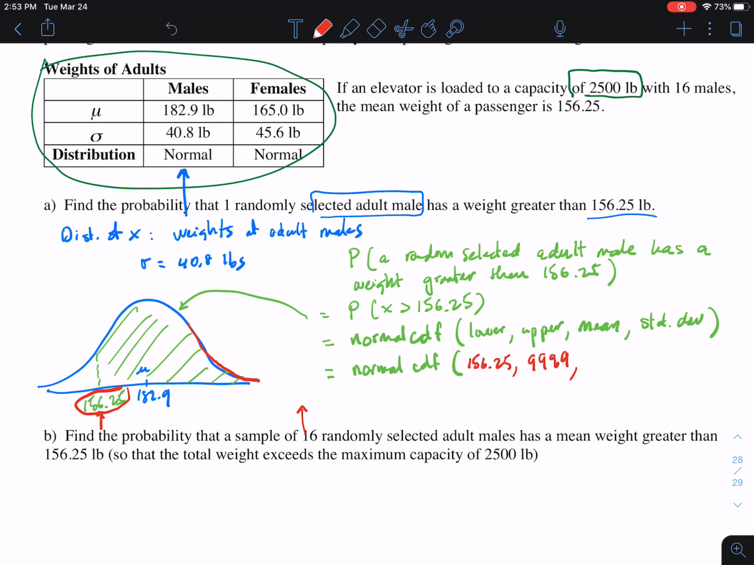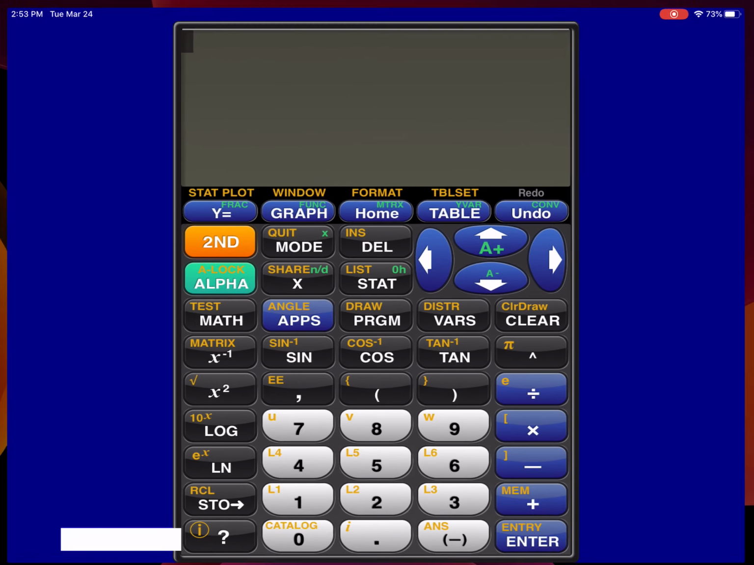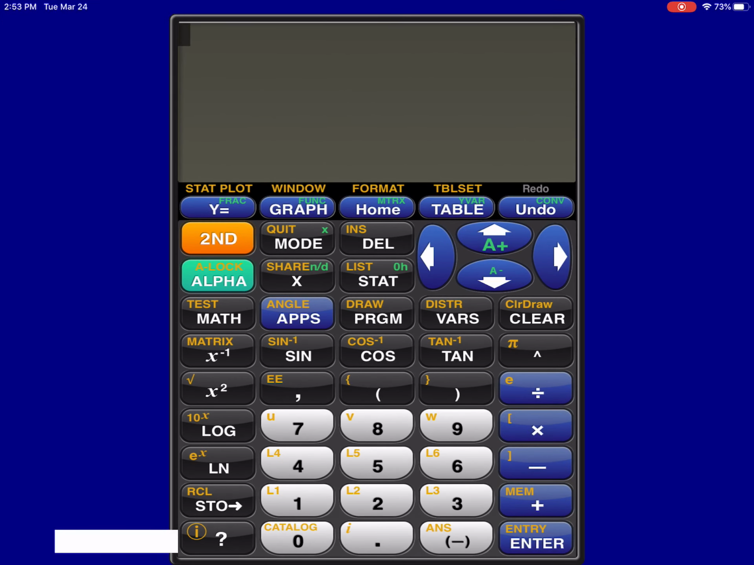The mean for this distribution is 182.9 pounds. The standard deviation is 40.8 pounds. And if we type this in the TI-84, it should give us that area, or that probability that a randomly selected adult male has a weight exceeding 156.25 pounds. So I'm going to go to my calculator app here. I was able to find an app that works with this iPad.